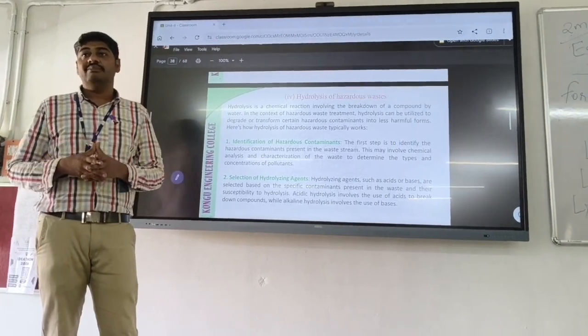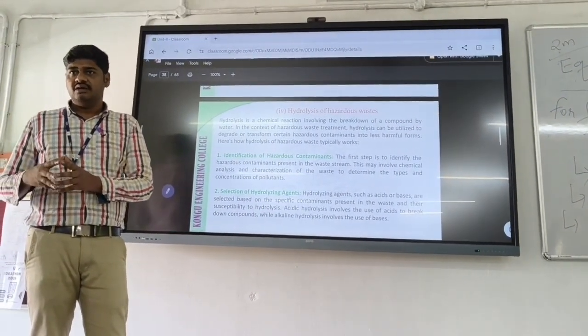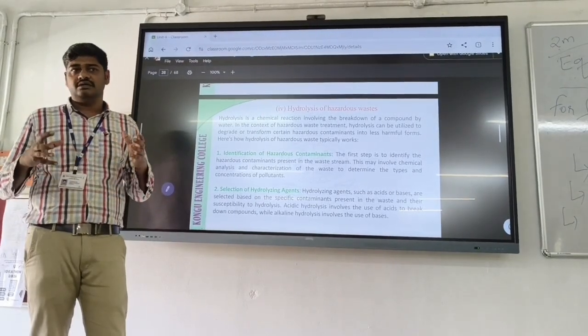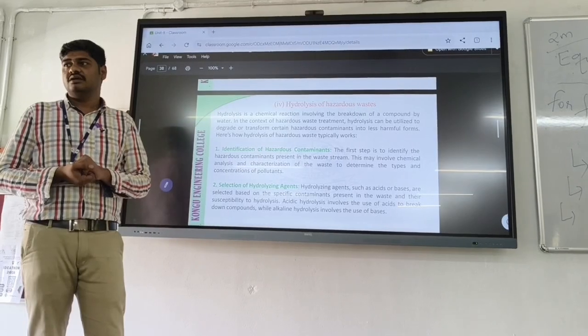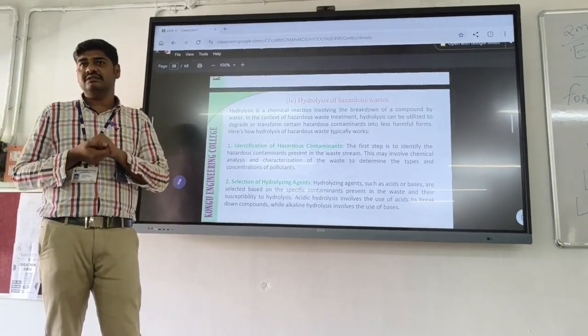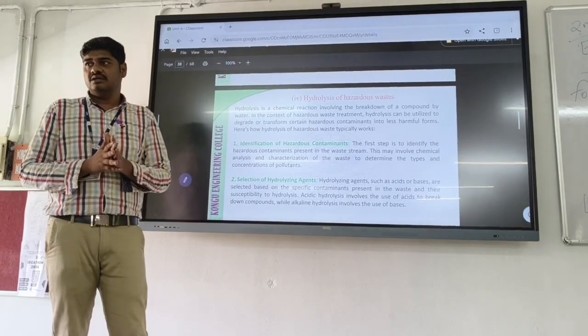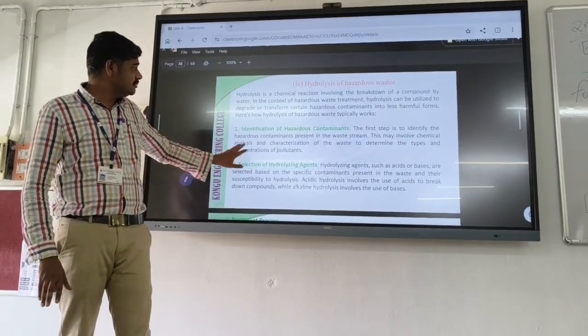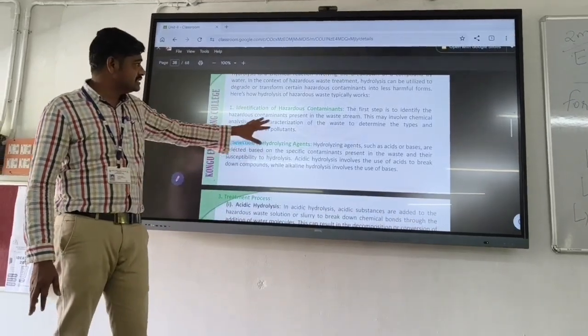Likewise, the macronutrients are cut down to smaller molecules. In the same way, most of the hazardous components are very critical, and they bind with another hazardous element, so we break them down by using water. Okay, right? The first step is identification of the hazardous contaminant present in the waste stream.